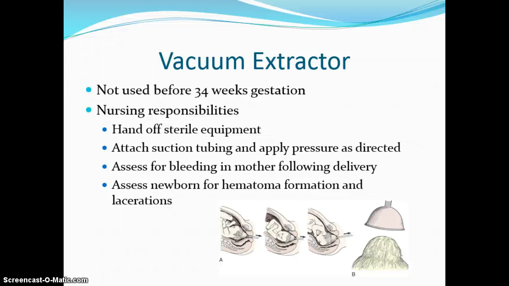With the vacuum extractor, we do not want to see that being utilized before 30 weeks gestation, just because of the delayed development that we have of the fetus. So again, our responsibility is handing that equipment off to the provider. The provider will attach the suction cup to the baby's head, and then you will take the end of the suction tubing and attach that to the vacuum portion of the vacuum extractor, and then you will be responsible for applying that specific amount of pressure.